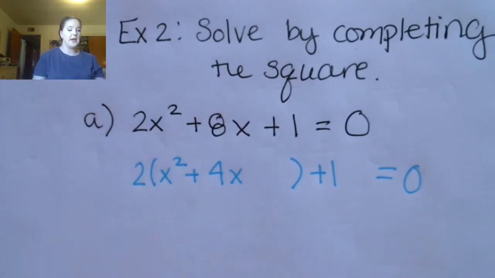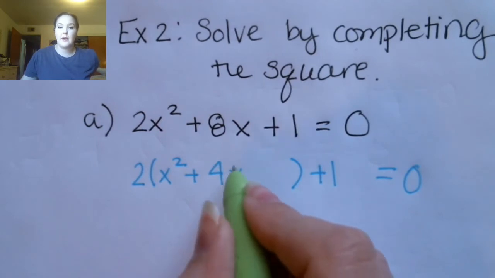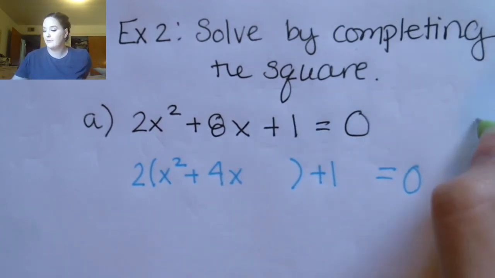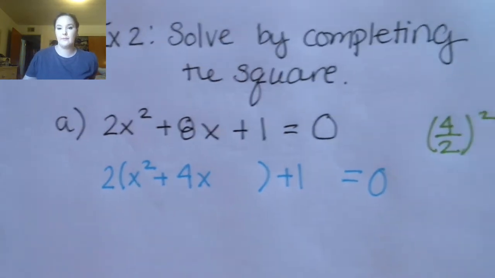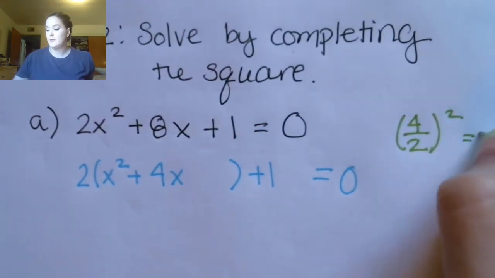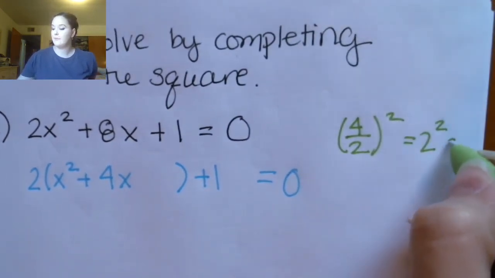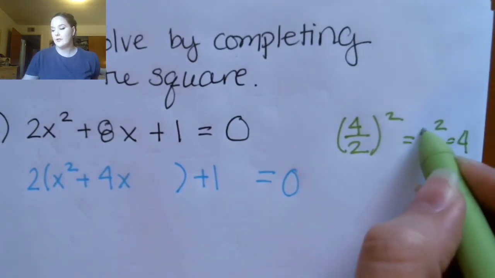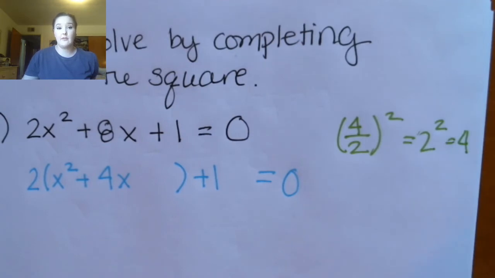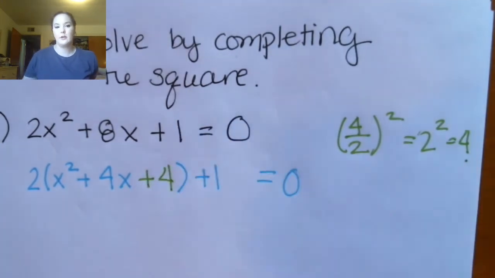And now I'm going to decide what number should go in here. So I'm going to take my coefficient of x, which is 4, divide it by 2, and then square it. So this would be 2 squared, which is 4. Now, in case we couldn't figure it out, this is the number that was going to appear in our factors, remember? But this is the number that we are adding and subtracting. So we're going to add 4 here.